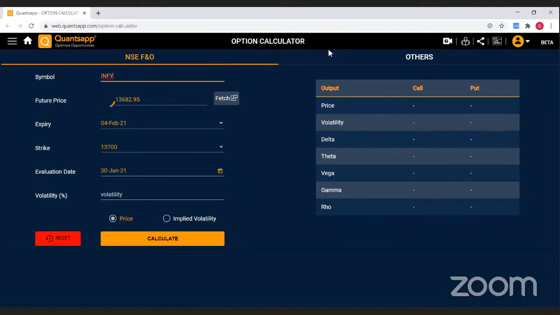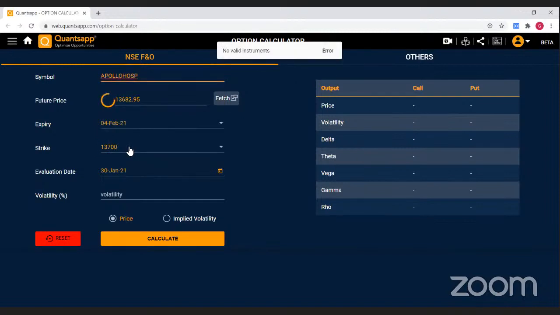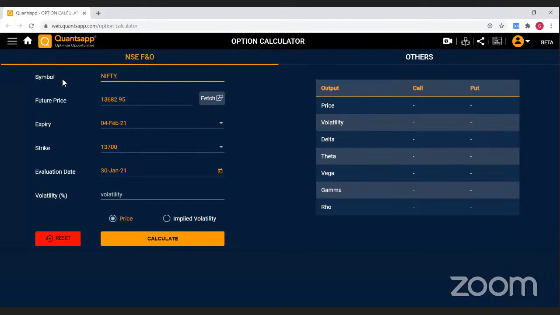I think there's some error that is coming up. So we'll take the Nifty only, and we'll understand through Nifty only. So we were at that future price, so it takes the dividend yield. So for any FNO stock, future price adjusts the dividend yield and the risk free return. Expiry we have taken 4th of February and strike at the money.